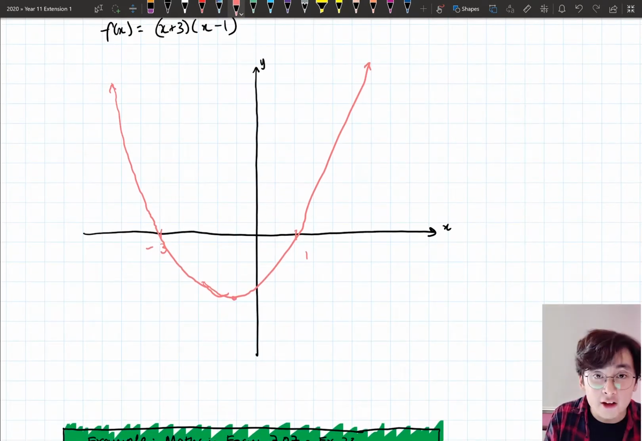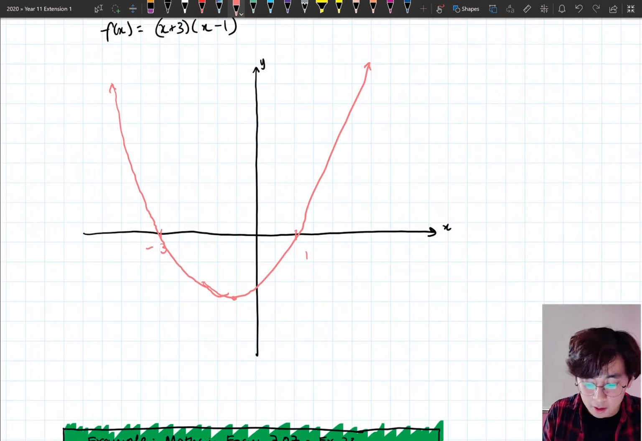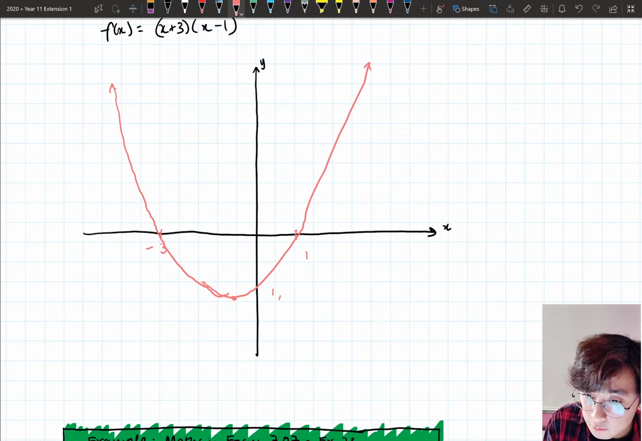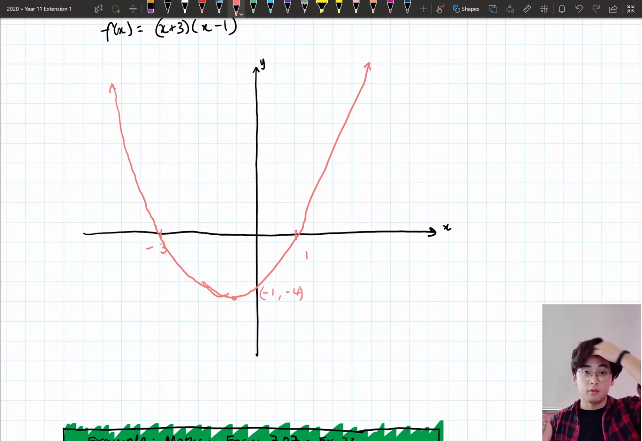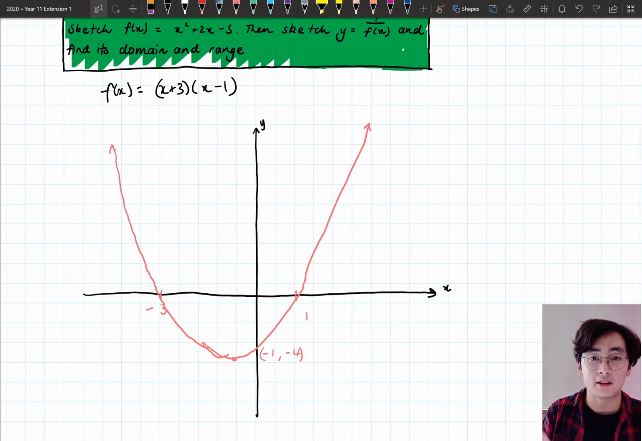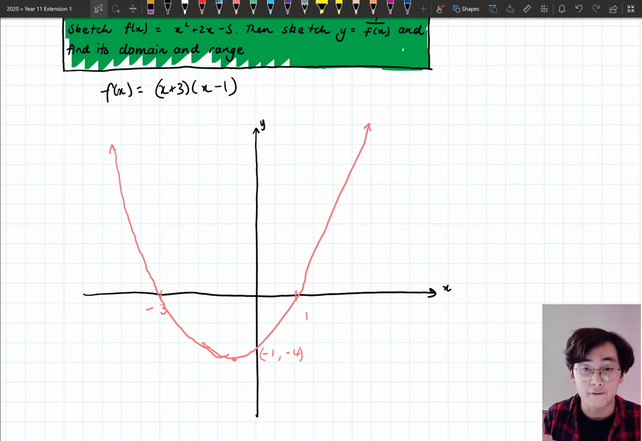I've got the vertex, or this is called the local minimum, because it's a point that's below every point either side of it. This is at -1, -4. Okay, so that's the point here. That is this quadratic here. Now, what we want to do is sketch 1 over f of x.